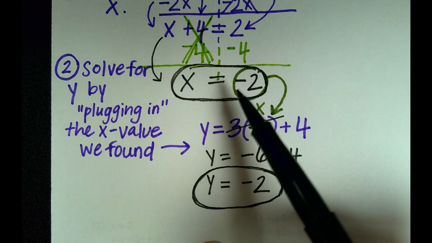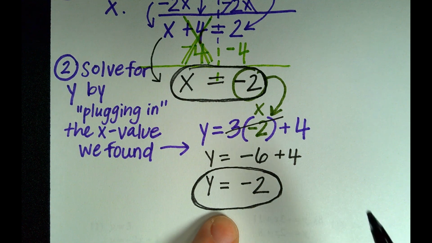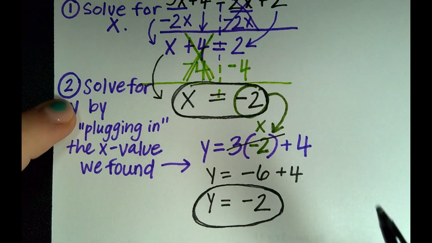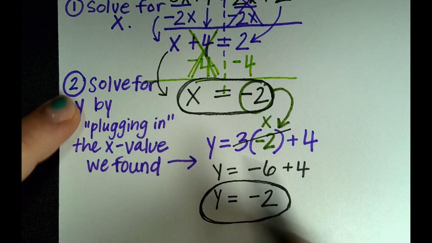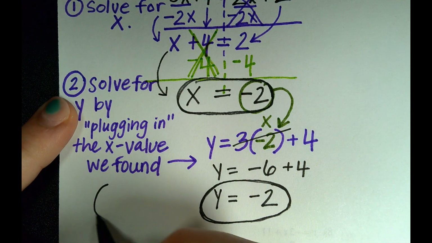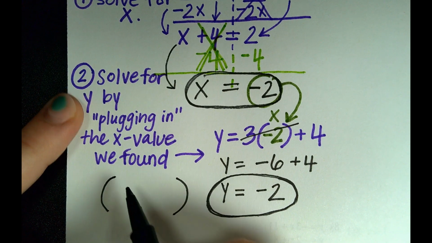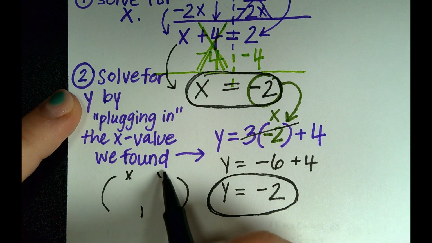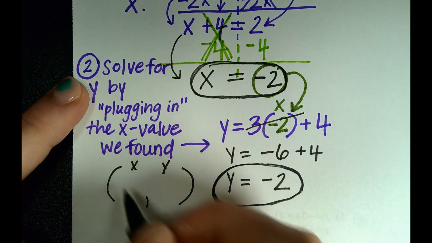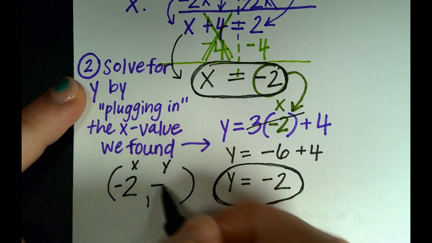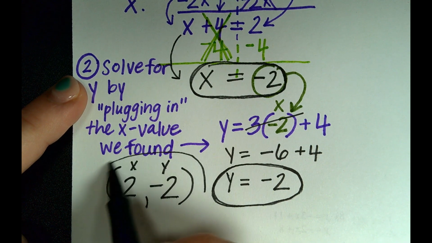So we have our x value, it's -2. We have our y value, it's also -2. We've solved the system. That's all there is to it. Now, if you wanted to write this as a coordinate, we would just put a set of parentheses here. Remember, the first value is our x value, the second is the y, and we will just write those -2's in our coordinate. -2 is our x, -2 is our y, and that's our answer.